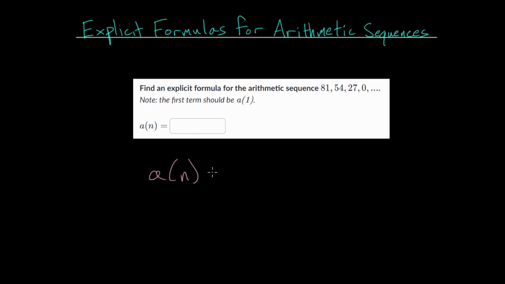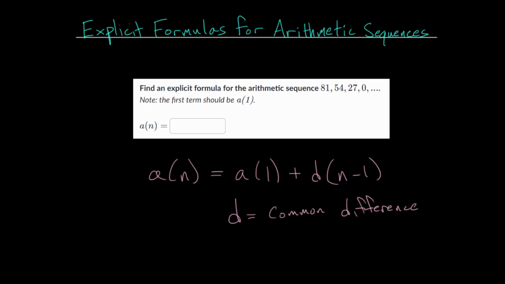in an arithmetic sequence. Basically, you're going to start with the first term, which we call a of 1, and then we're going to add the common difference a bunch of times, or namely n minus 1 times. So this will be plus d, where d is our common difference, multiplied by n minus 1. So like I said, d, that's our common difference. So I encourage you to think about this to hopefully make sense of it.